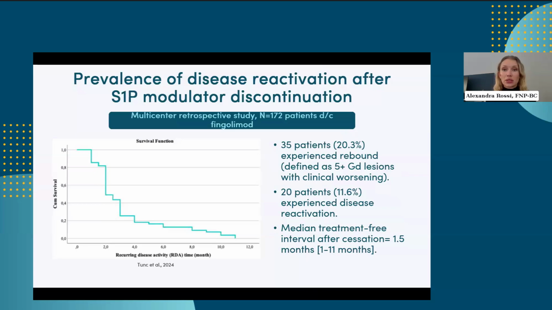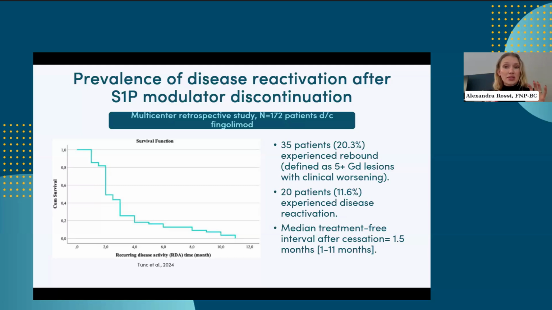Next slide. Okay, so this was a study actually looking at exactly that: prevalence of disease activity after we stopped S1P modulators. This is a multi-center retrospective study, specifically on patients on fingolimod, so the same class. And I want to draw attention to the numbers here. To me, this is quite profound when we look at percentages. So 20% of patients experience rebound disease when coming off of fingolimod. Another 11% of patients experience disease reactivation.